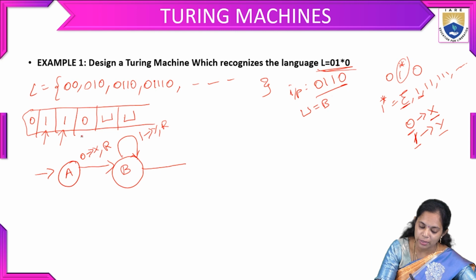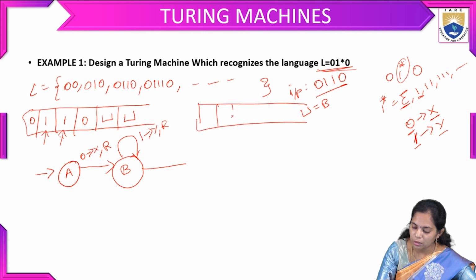And after reading this 1, I will write the tape after reading: 0 is replaced with X and 1 is replaced with Y. This 1 is also replaced with Y. After this 1, the header keeps moving right and we see the 0 symbol. For the 0 symbol, we have to replace it with X and move to the right.